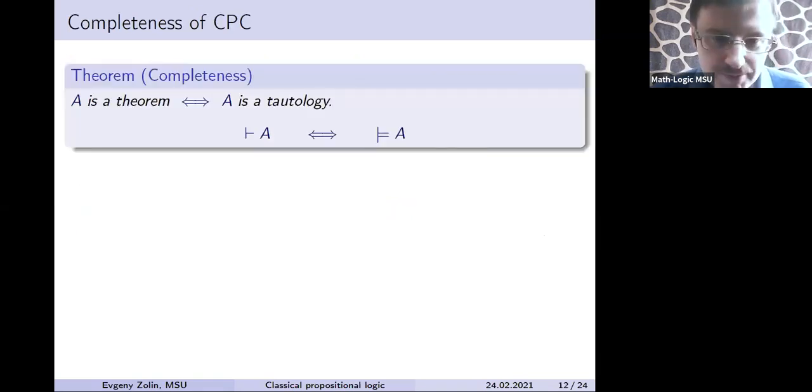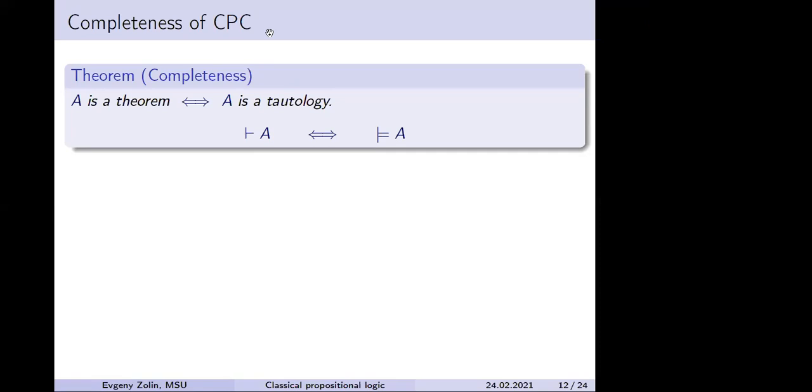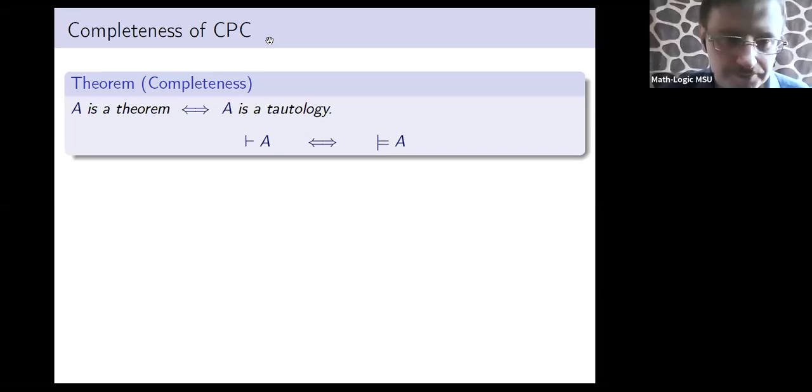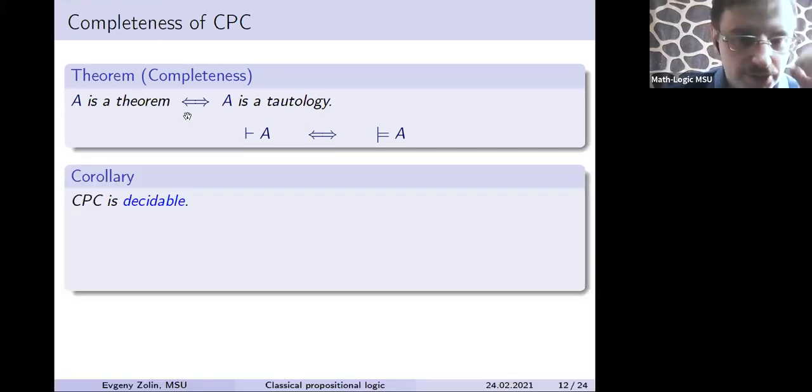So a well-known theorem, we will not prove it here because it is already proved in the standard courses, that this axiomatic system is complete. So we prove a formula if and only if it is a tautology. This is called simple completeness or weak completeness. And in particular, we obtain that the classical propositional calculus is decidable.